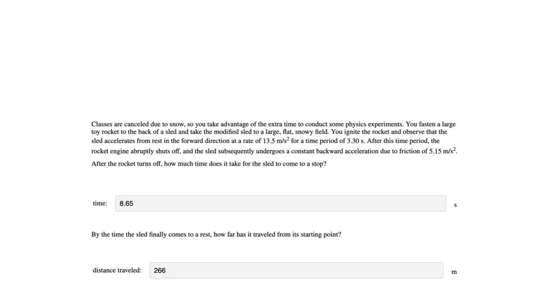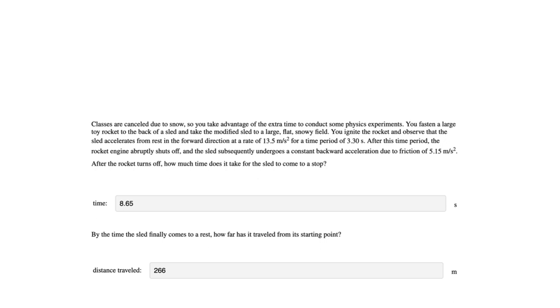Okay, classes are canceled due to snow, so you take advantage of the extra time to conduct some physics experiments. You fasten a large toy rocket to the back of the sled and take the modified sled to a large, flat, snowy field. You ignite the rocket and observe that the sled accelerates from rest in the forward direction at a rate of 13.5 meters per second squared for a time period of 3.30 seconds. After this time period, the rocket abruptly shuts off, and the sled subsequently undergoes a constant backward acceleration due to friction of 5.15 meters per second squared.